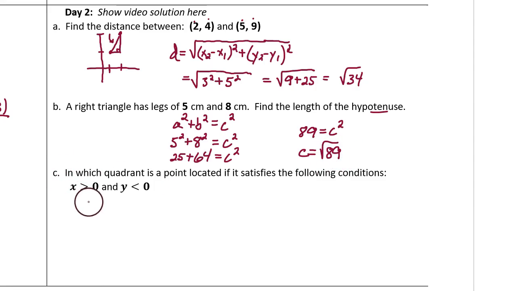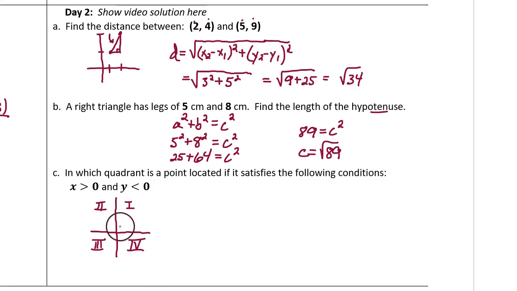Question C, in which quadrant is a point located if its x-coordinate is greater than 0 and its y-coordinate is less than 0? To answer this, you first need to know the quadrants. So this one's number 1, this one's number 2, this is number 3, and this one here is number 4, using Roman numerals on those quadrants.